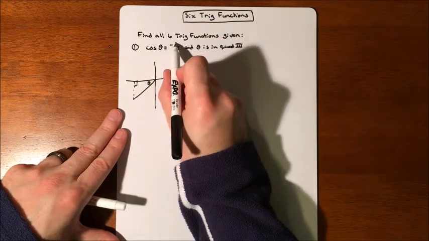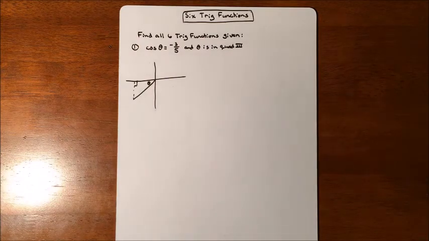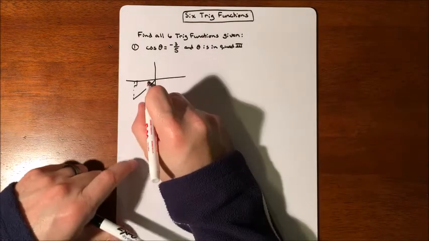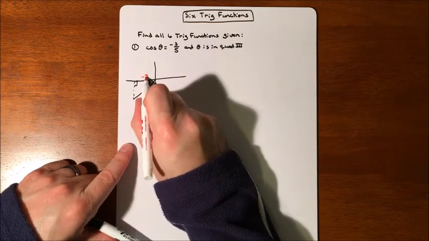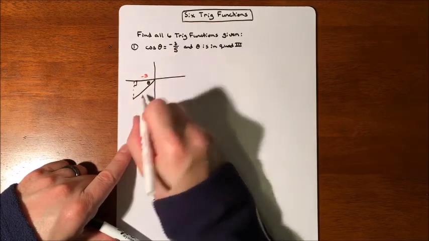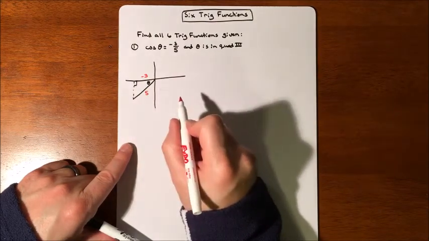Cosine of theta equals -3/5. Well, the -3 refers to the adjacent, and I'm going to give that piece the negative because we're going left, and then it's telling me that the hypotenuse is 5.